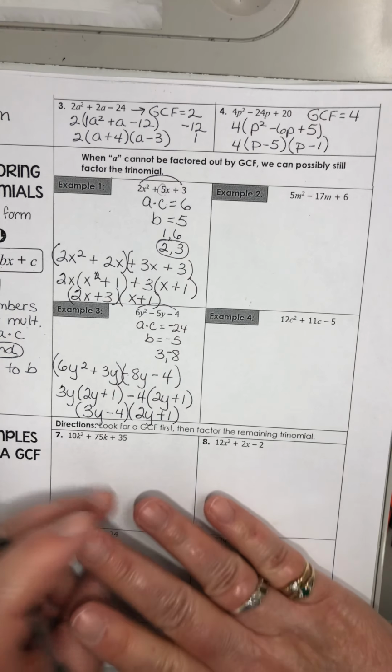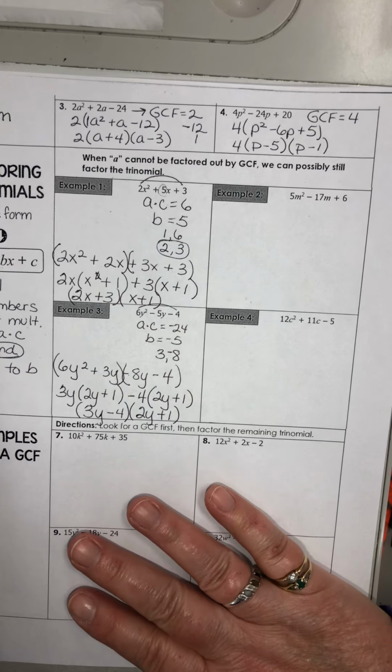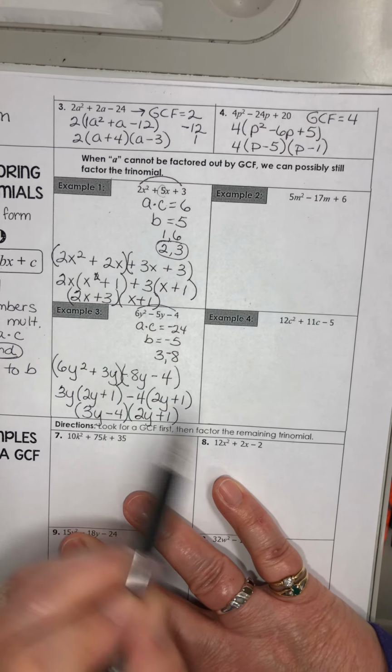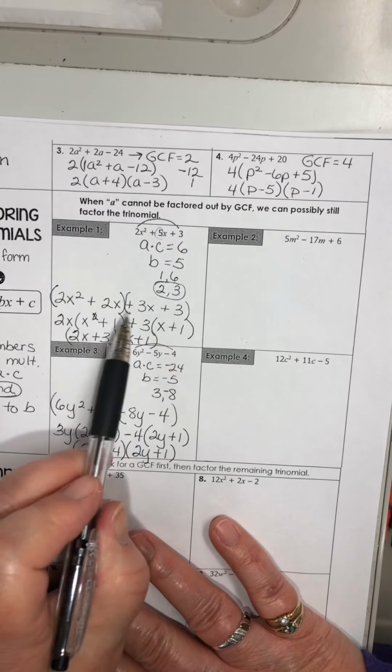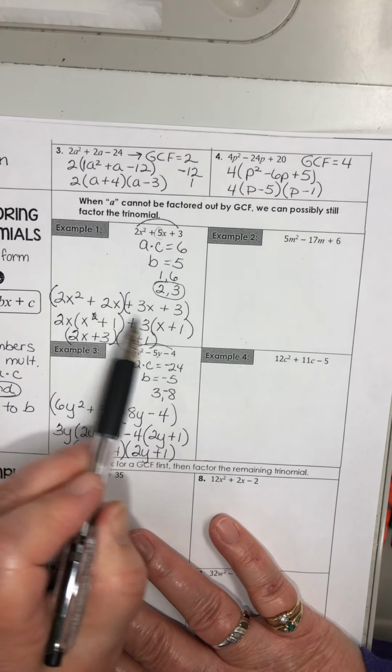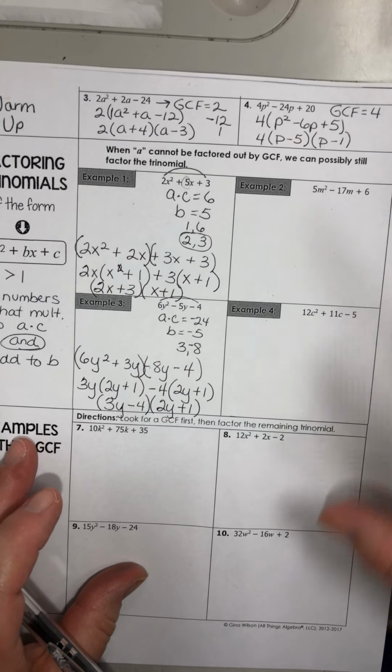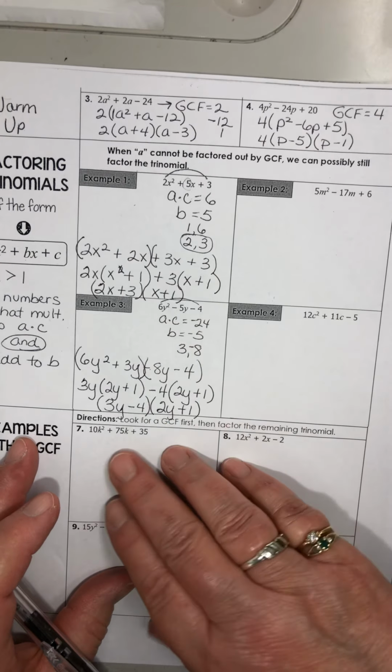Now, one question that I can think of is, how do I know if I'm going to write that 3 first or that negative 8 first? Or if up here I should have written the 3 first or the 2 first? Well, it doesn't really matter. Okay, it will all end up the same answer in the end.